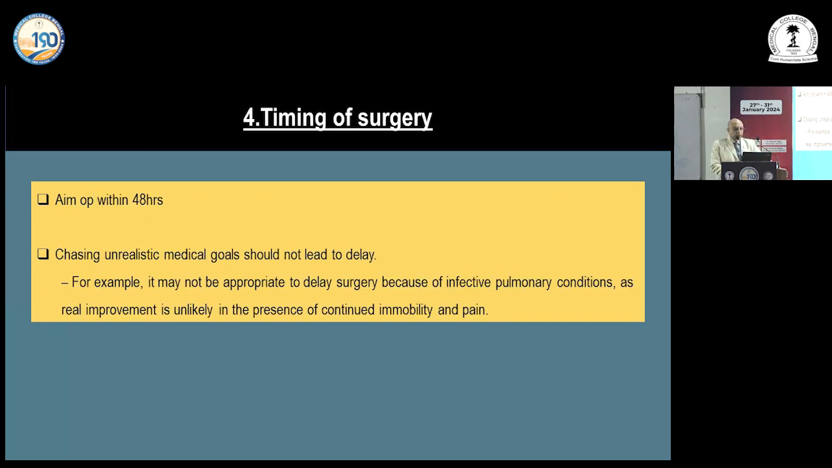The aim of the operation should be within 48 hours. Chasing unrealistic medical goals should be avoided to prevent delaying the surgery. For example, it may not be appropriate to delay a surgery because of an infective pulmonary condition, as real improvement is unlikely without mobilization of the patient.